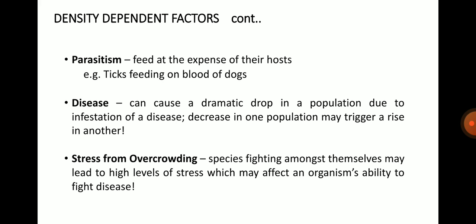Then next one being the disease. Here, one can cause a dramatic drop in a population due to infestation of a disease. A decrease in one population may trigger a rise in another because of the disease infestation. Finally, the stress from overcrowding is also a density dependent factor. Because of overcrowding, species fight among themselves and may lead to high levels of stress, which may affect the organism's ability to fight the diseases.